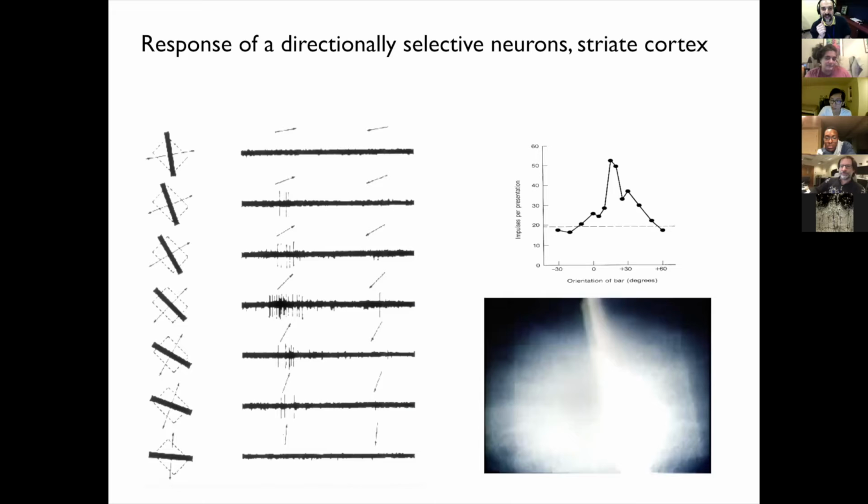Arash, a quick question: Is velocity encoded anywhere in this signal? Like how fast?